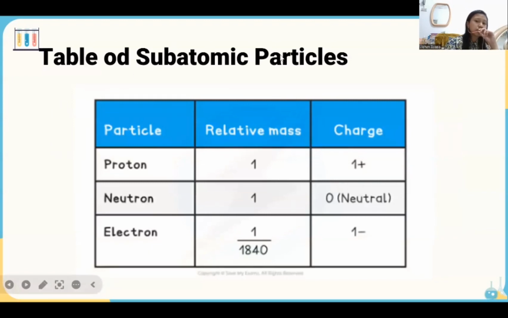Next is the table of subatomic particles. The proton: the relative mass is 1 and the charge is positive. The neutron: the relative mass is 1, and it is neutral. Meanwhile, the electron is 1 per 1840, and the charge is negative.